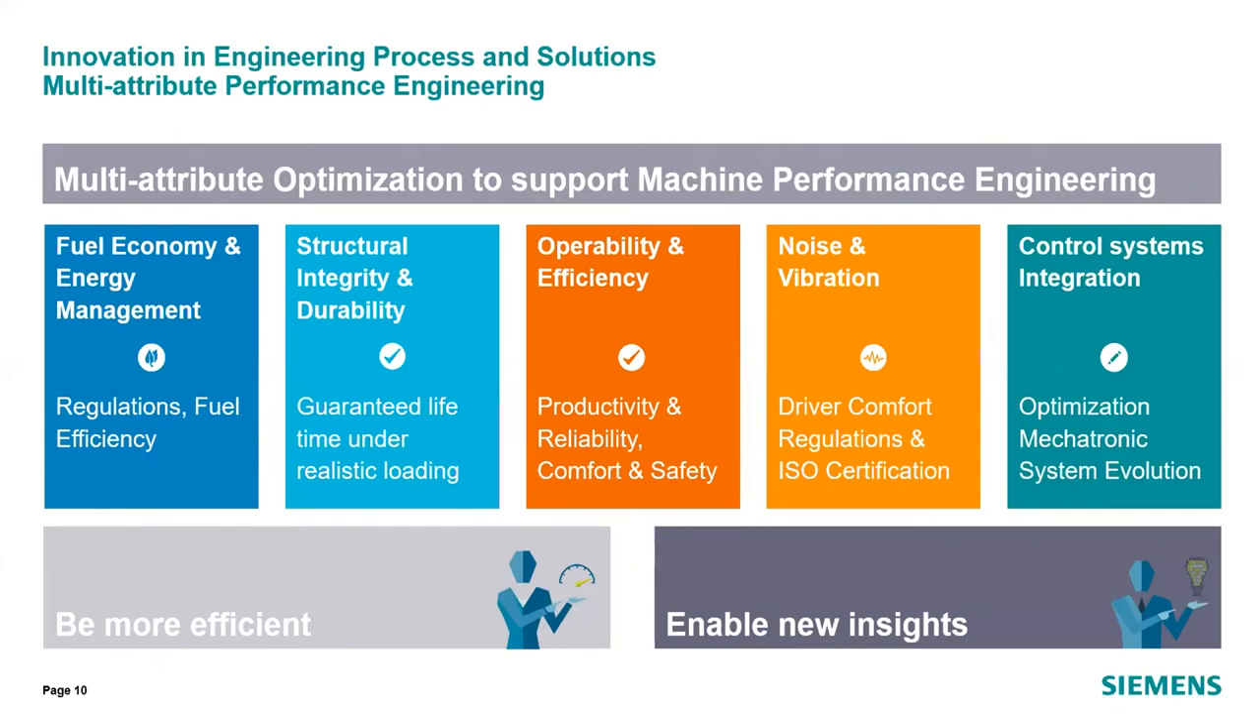One of the purposes of having a 1D model for your heavy equipment is to be able to do multiple attribute optimization to support your machine performance engineering. This is trading off requirements for fuel economy and energy management versus structural integrity and durability, which leads to guaranteed lifetime under realistic loading, that sort of thing. Operability and efficiency. People want productivity, reliability, but also comfort and safety for their operators. Controlling and, at the very least, predicting noise and vibration to directly drive driver comfort, but also comply with specific regulations and certifications, and also to feed data into control systems, which ultimately need to control this equipment. Amesim is a part of this process, allowing you to be more efficient and enable new insights in your system design.